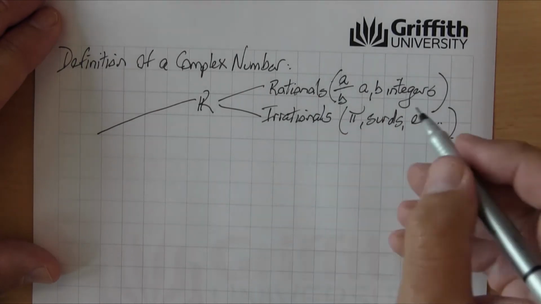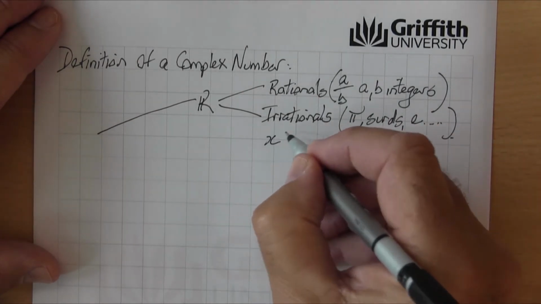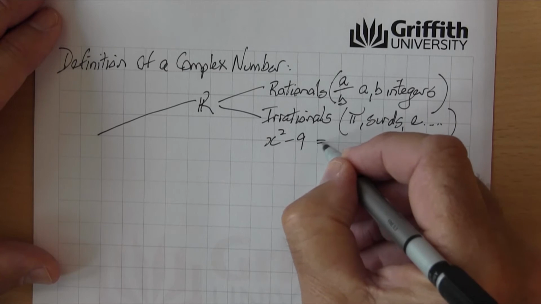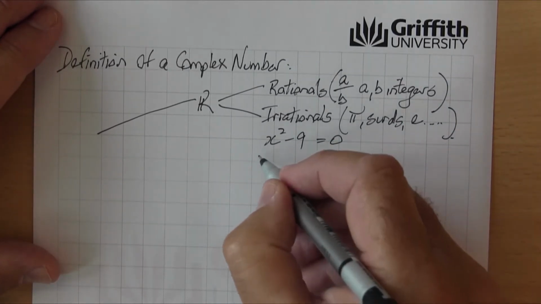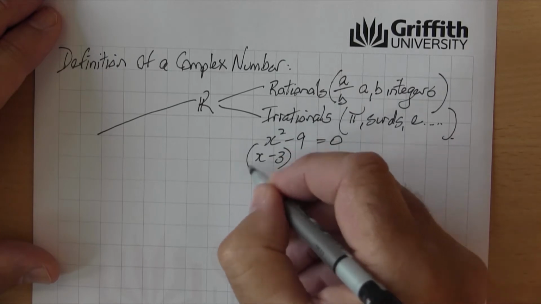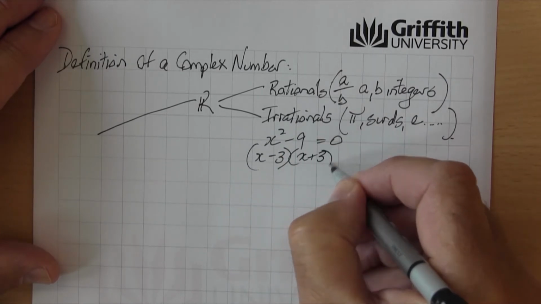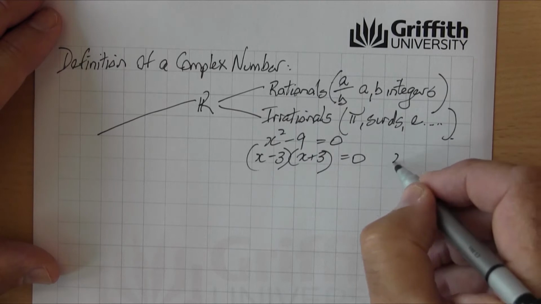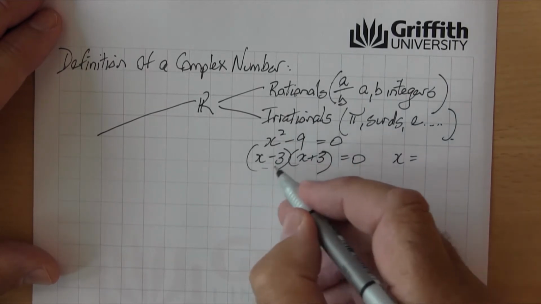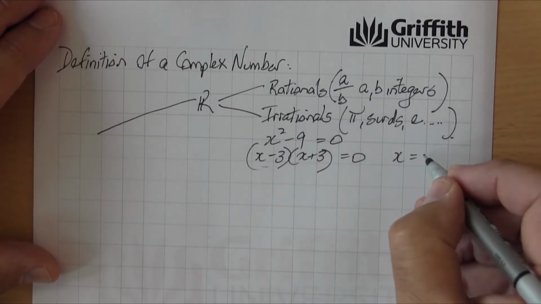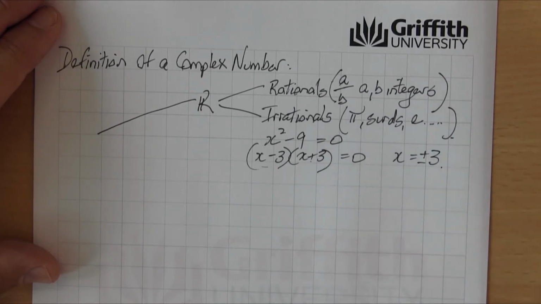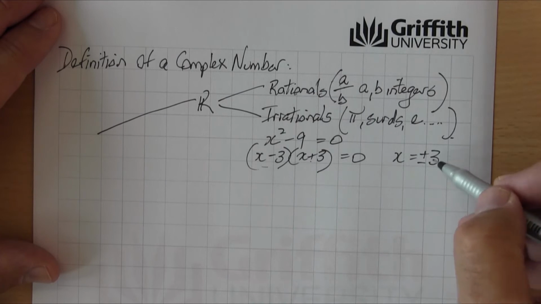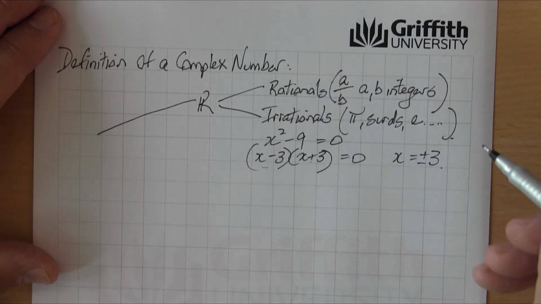So if we were asked to solve x squared minus 9 equals 0, we could factorise this as the difference of two squares, (x minus 3)(x plus 3) equals 0. So we get x equals whatever makes that equal to 0, which is plus 3, and whatever makes this equal to 0, which is minus 3. So x equals plus or minus 3, which is a rational number, being plus 3/1 or minus 3/1.